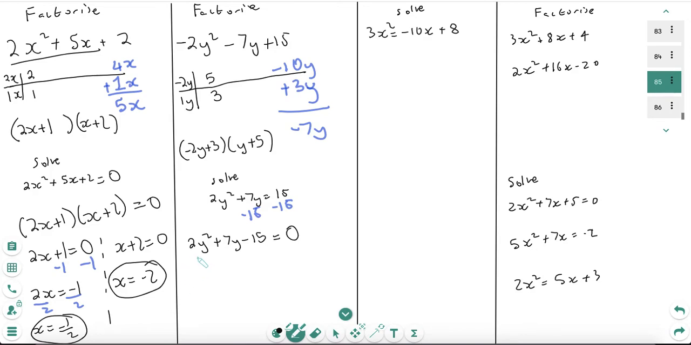Now, we have a quadratic. The square term, a single letter term, and a constant. The other side is 0. Perfect. So let's factorize this, because to solve a quadratic, we must factorize.